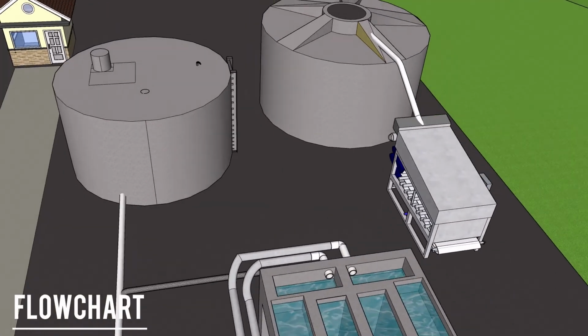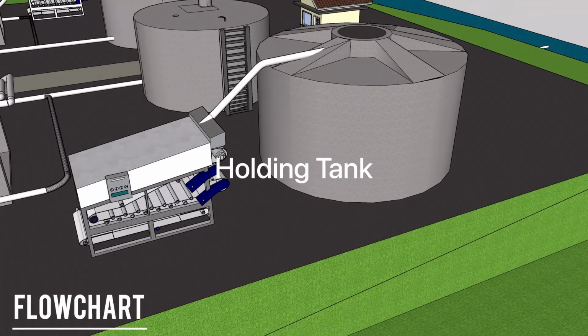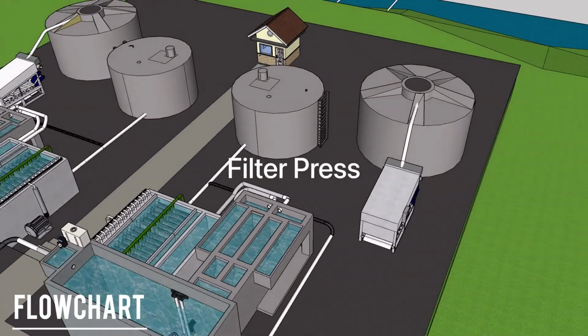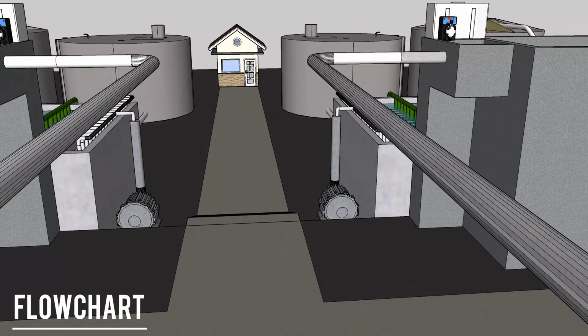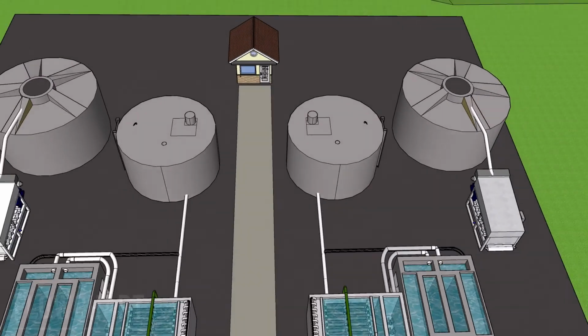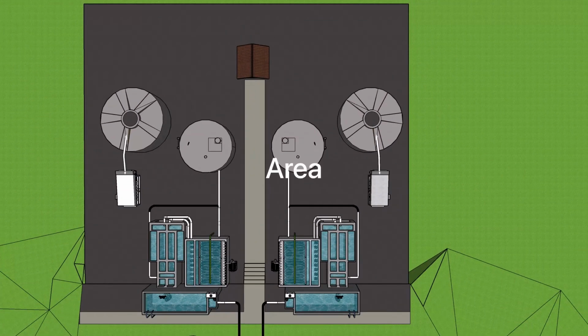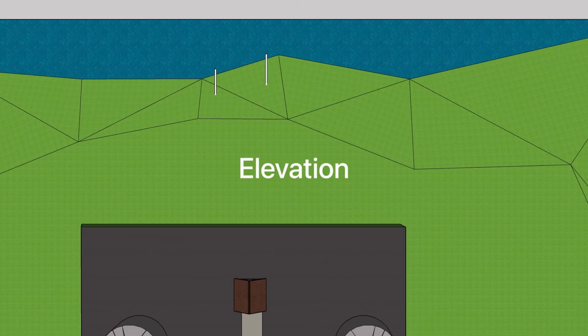We also designed the sludge treatment process, which consists of a blending tank, holding tank, and filter press. There is also a shelter for officers who are responsible for operating the system. The area of the treatment plant is 340 square meters, with an elevation of 67 meters above sea level.